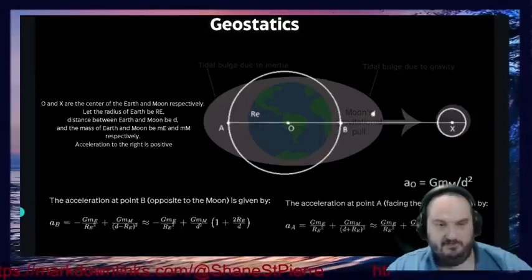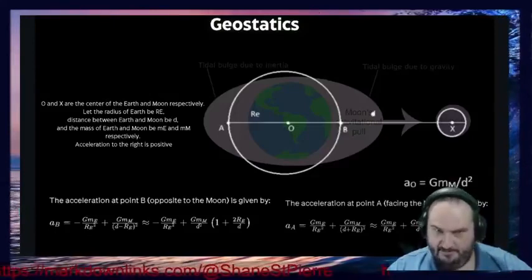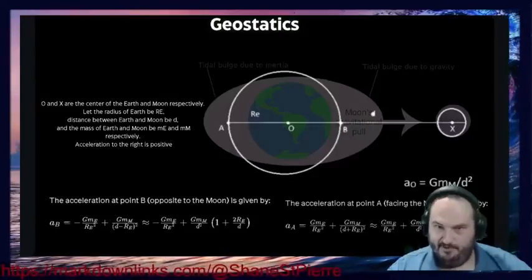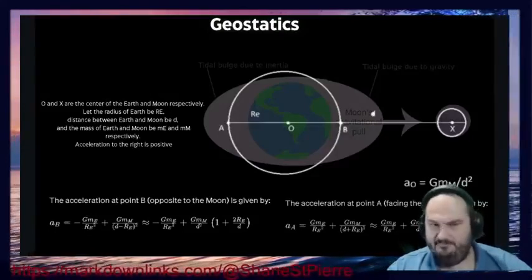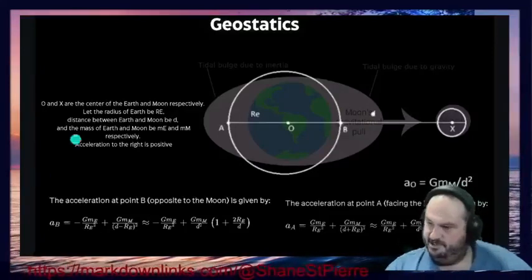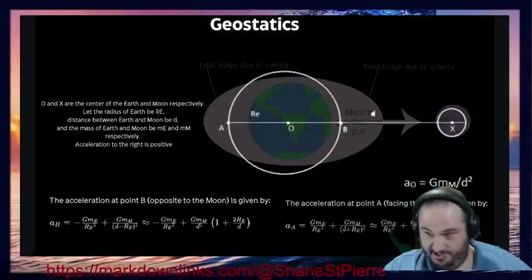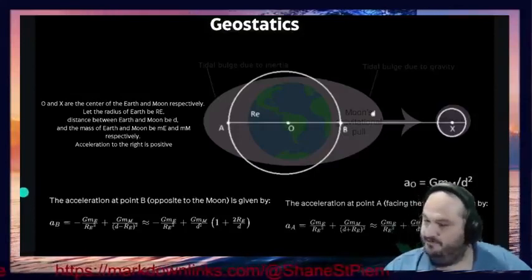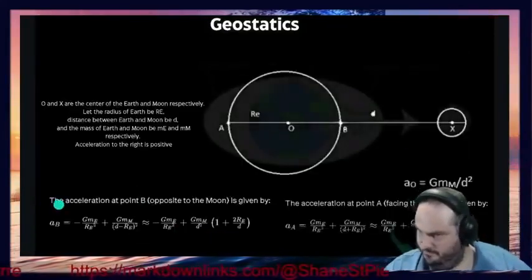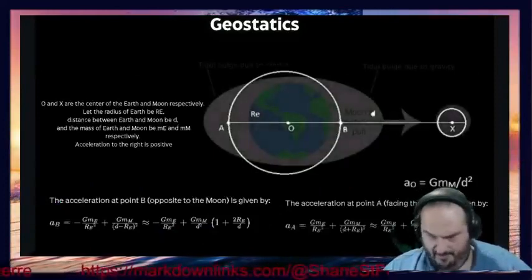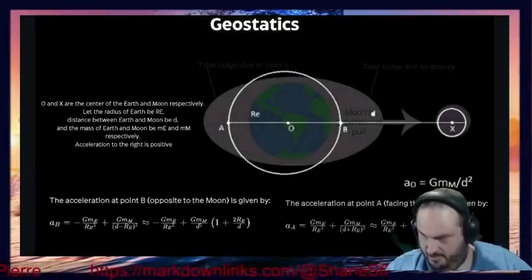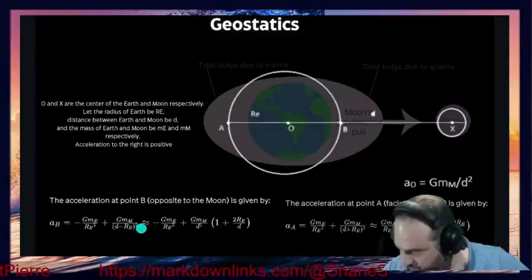We have the acceleration at point B, opposite of the moon, right? So at point B over here is given by A of B would be, let's see, G ME, so it's mass of the Earth over the radius of the Earth squared, plus G MM, which is the mass of the moon, over the distance between the Earth and the moon, and the radius of the Earth squared, sorry.